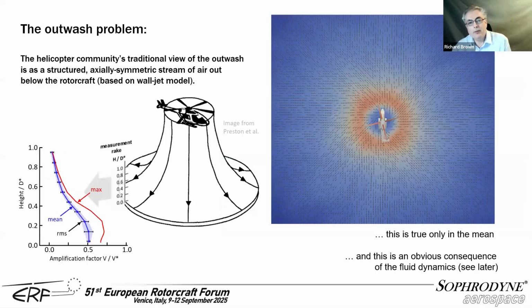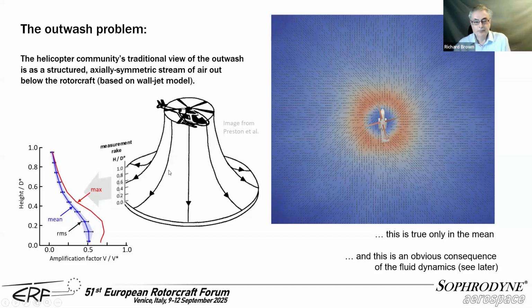Okay, now let's go back a step and enhance some of the explanations that I tried to give earlier. What I asserted earlier is that the helicopter community's traditional view of the outwash is as a structured, axially symmetric stream of air out below the rotorcraft. The air comes down in jet-like fashion, turns when it hits the ground, and spreads outwards in a radially symmetric jet. The flow in that jet is not necessarily constant, but we can define a mean velocity and a variation of that mean velocity with height that makes sense.